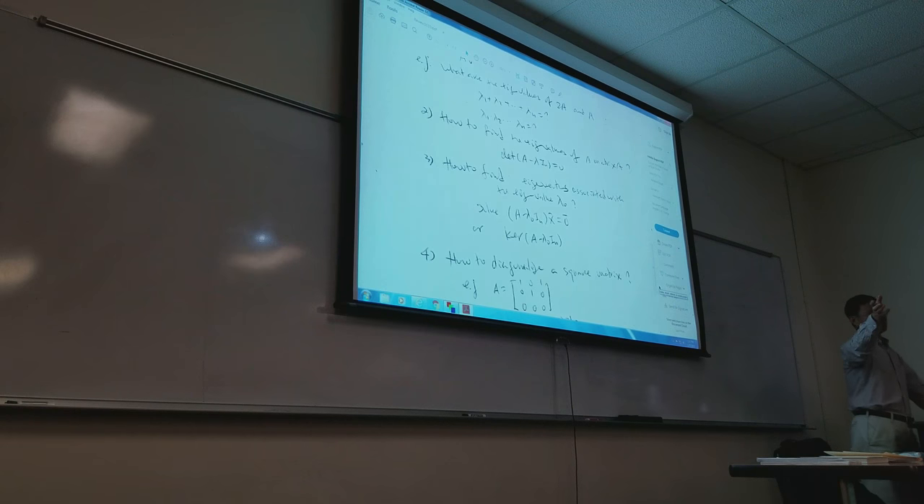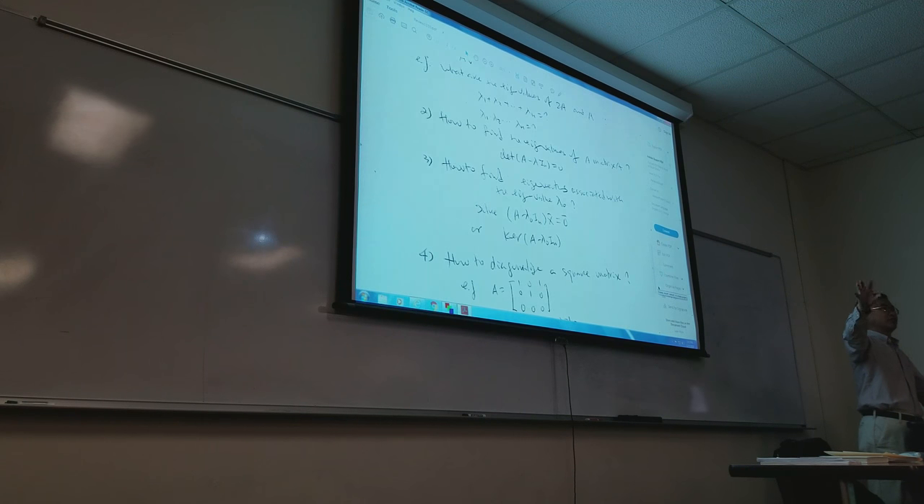You have several steps to follow. Your first step, of course, is to find the eigenvalues. And for each eigenvalue, you try to find its eigenspace, and find a basis of each eigenspace. Then you collect all basis vectors.